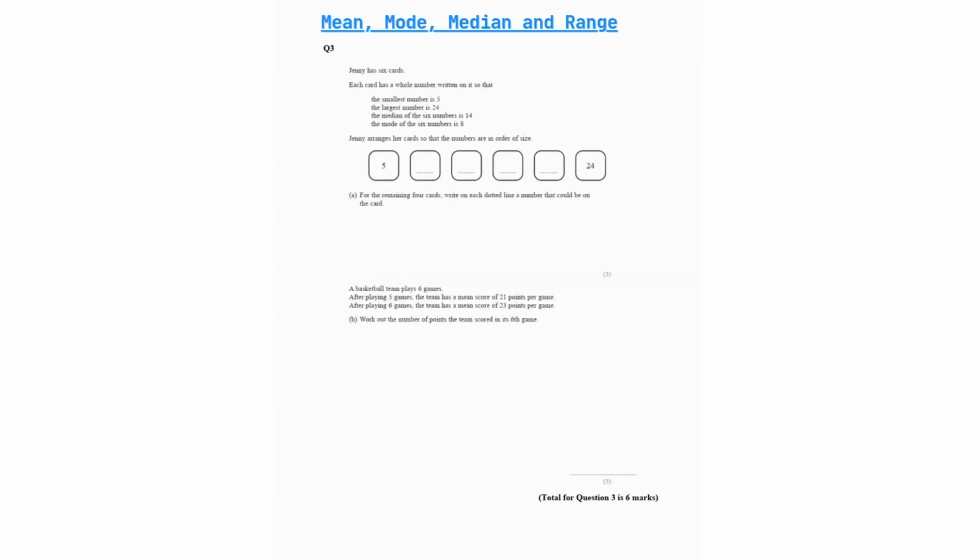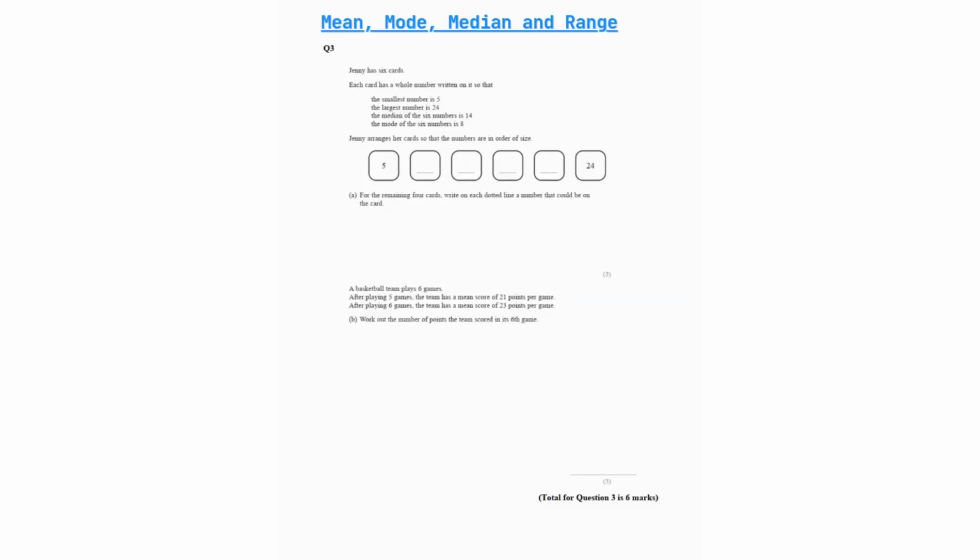Then it says Jenny has 6 cards. Each card has a whole number written on it so that the smallest number is 5. The largest number is 24. The median of the 6 numbers is 14. And the mode of the 6 numbers is 8. For the remaining 4 cards, write on each dotted line a number that could be on the card. And Jenny has arranged the cards in order of size. So smallest number is 5. And the largest number is 24.